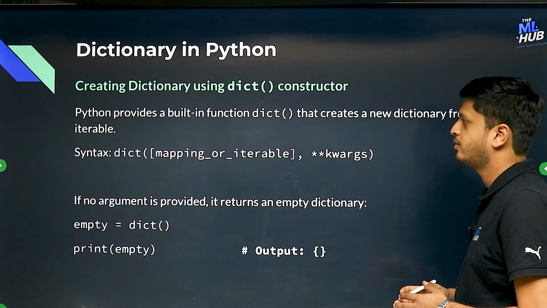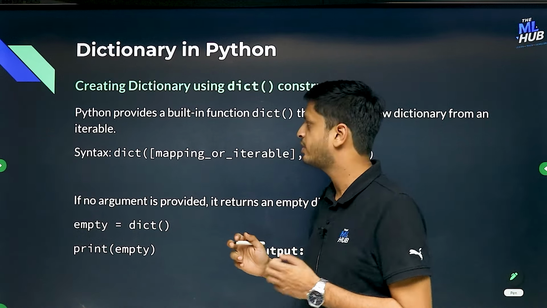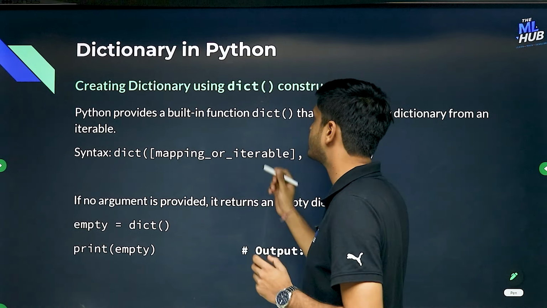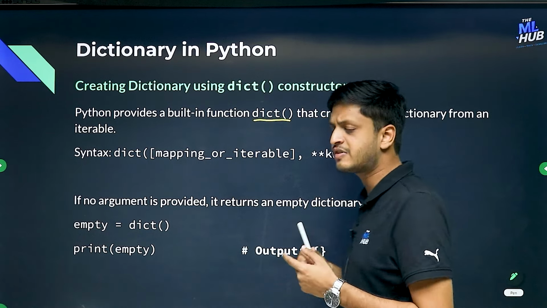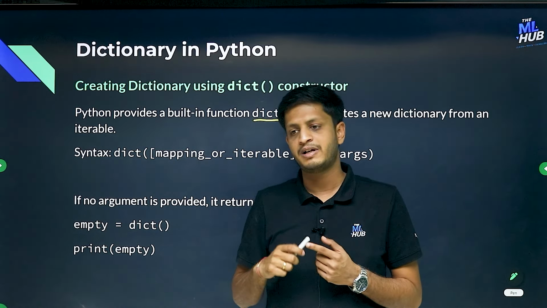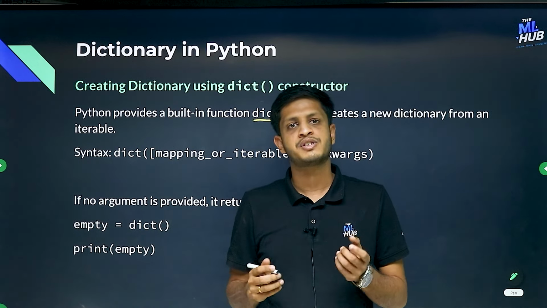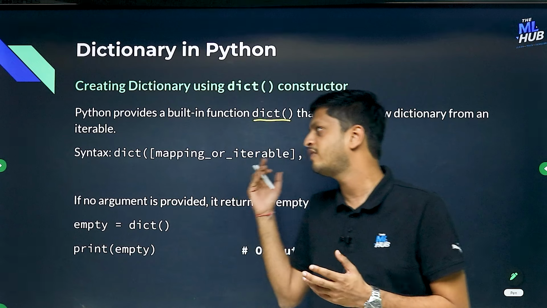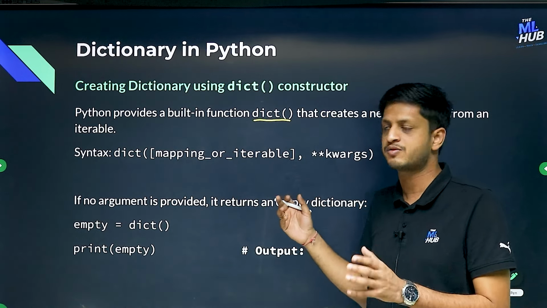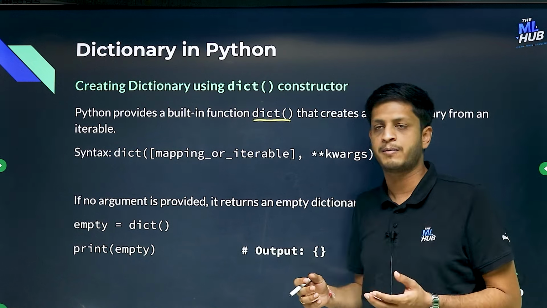Okay, now let's see how we can create a dictionary using the dict constructor. Python provides a built-in function dict that creates a new dictionary from an iterable. So we have seen like we can create a list, a tuple, a string or a set from an iterable using the list, tuple, str or set constructor, right? Similarly, we have the dict constructor or dict method as well in Python. You can use the dict function to create a dictionary from an iterable.